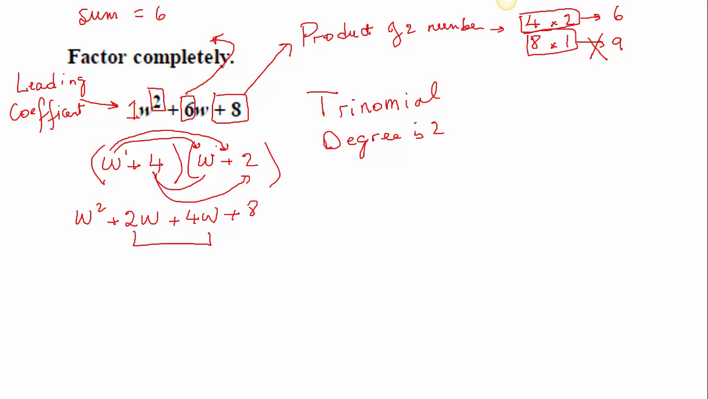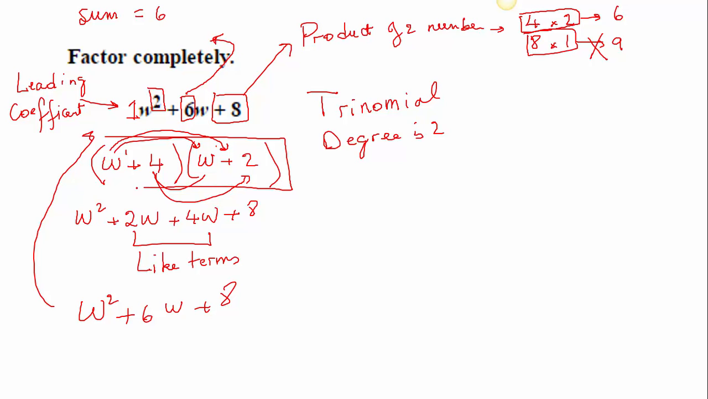These are called like terms. We can combine them because they are like terms. And therefore the final answer is 4W squared plus 6W plus 8, which takes me back to the original. Therefore the answer is W plus 4 times W plus 2. So that's the complete factoring. W plus 4 times W plus 2 is the final answer.